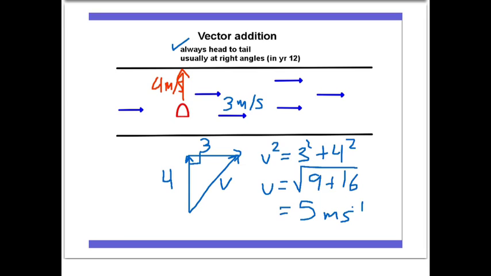Not 4 plus 3 equals 7, as some people might have thought. Because those vectors are added at right angles, it makes a right angle triangle. You have to use Pythagoras to find that overall. We'll find Pythagoras popping up a lot in Year 12 physics. I'm sure you've noticed it already.